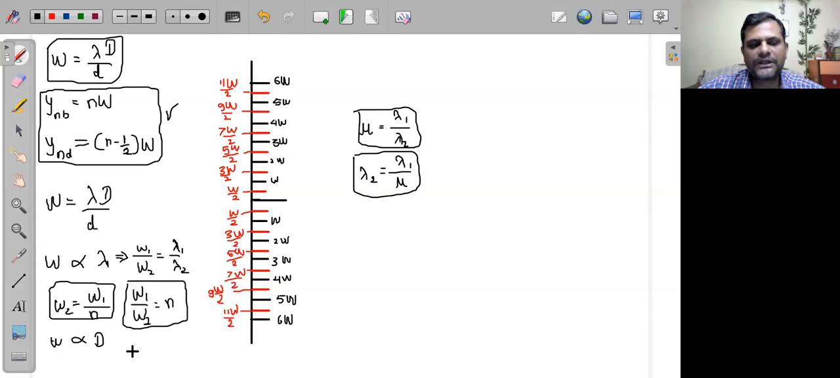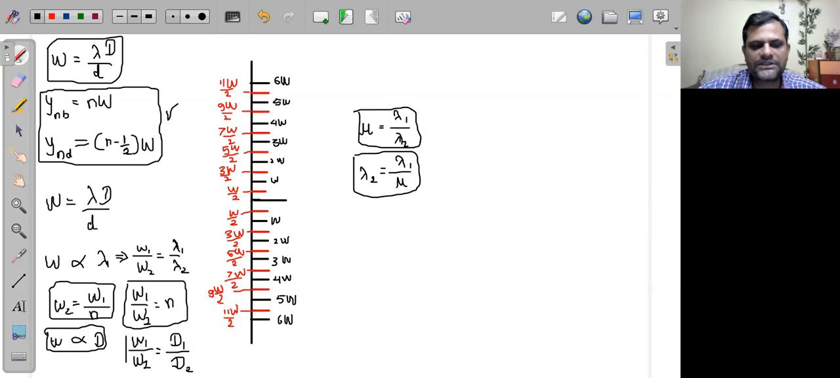So if the initial and final value of D is given, we should be able to find the final value of W if the initial value is given. That means we can use the formula W1 upon W2 is the same as capital D1 upon capital D2, where capital D1 and capital D2 are the initial and final values of D. मतलब D के जो values हैं वो इस तरह से हमको मिलते हैं.